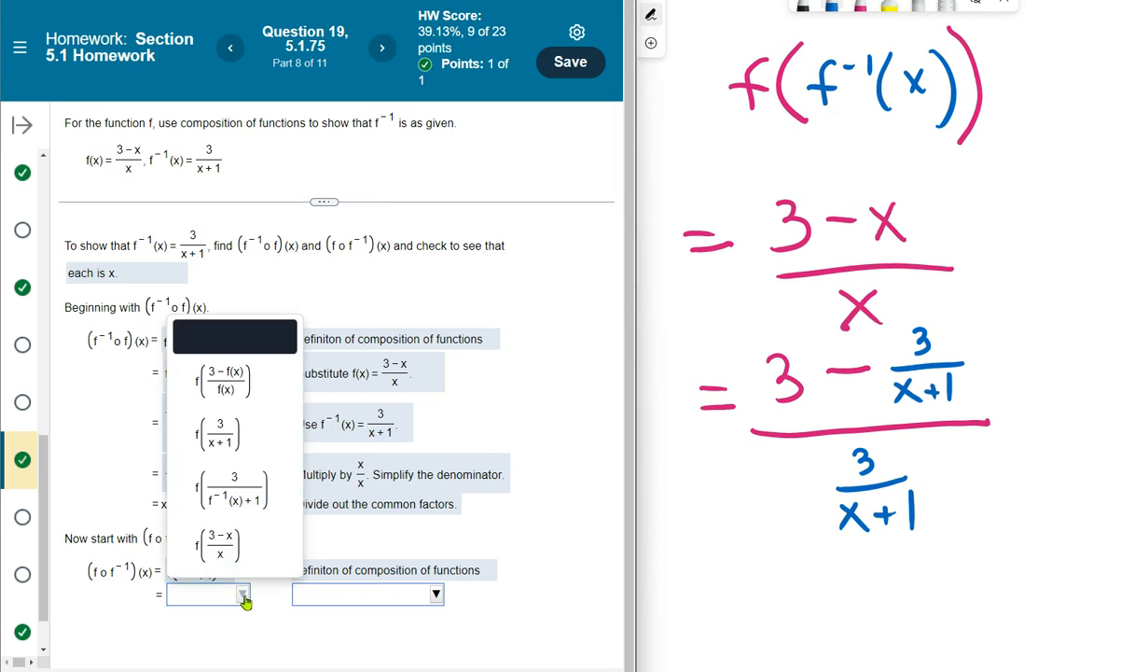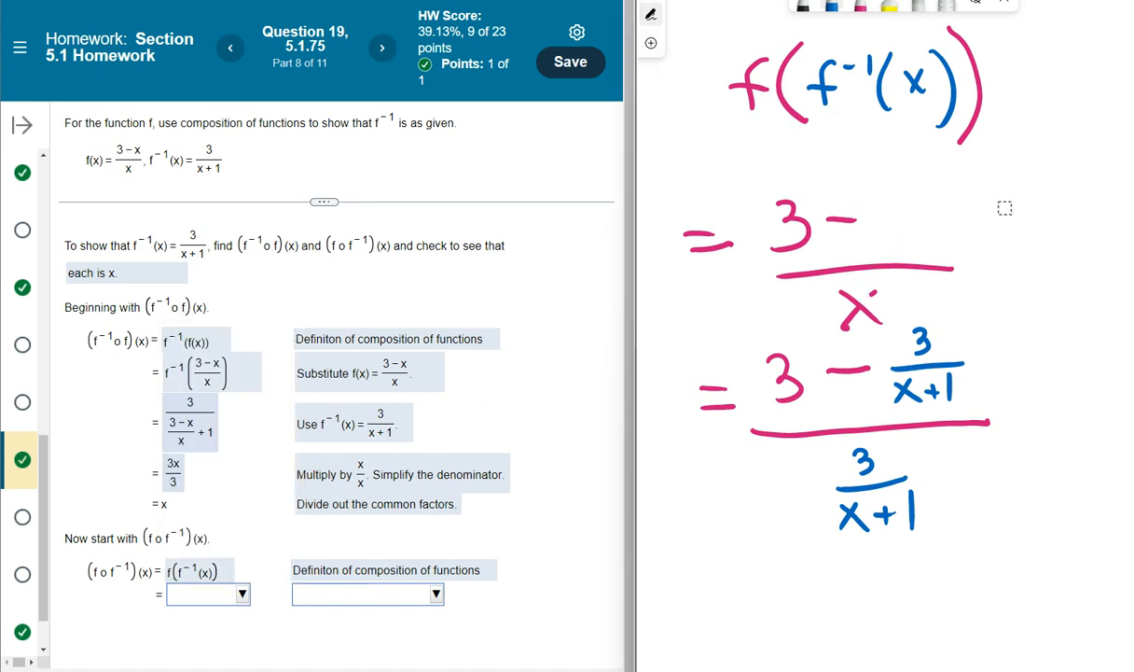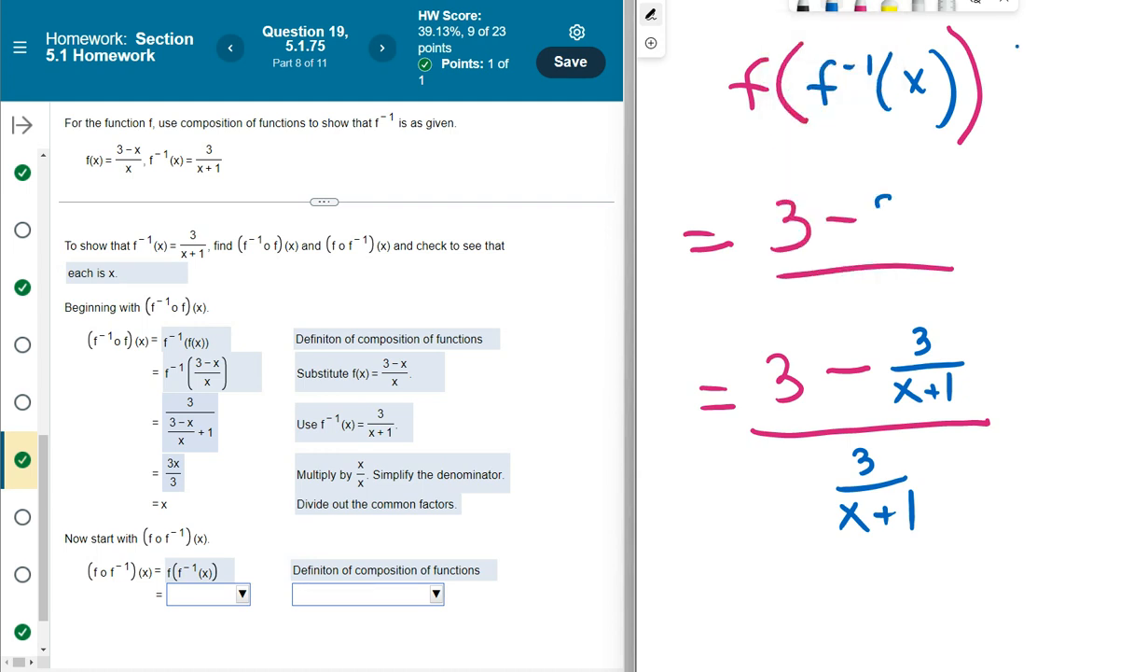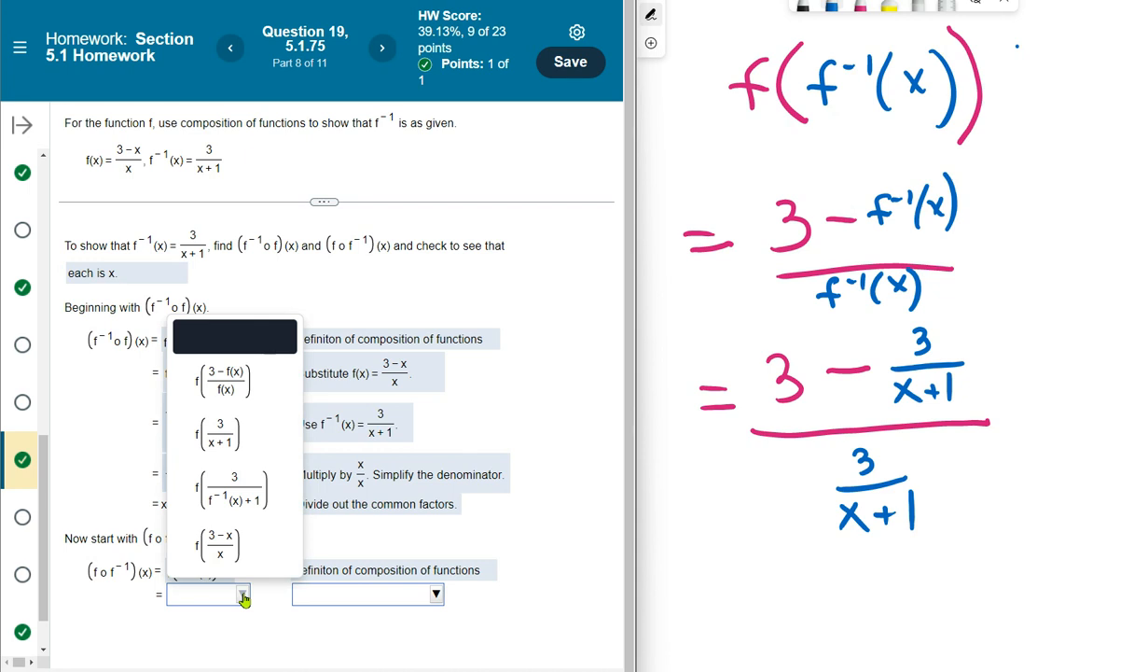Yeah, they say we're going to calculate f of, we're taking the pink function, and where the x's are, you're going to put f inverse of x. I never write that step out. I just do the substitution. But, you know, I'm doing what MyMathLab wants.